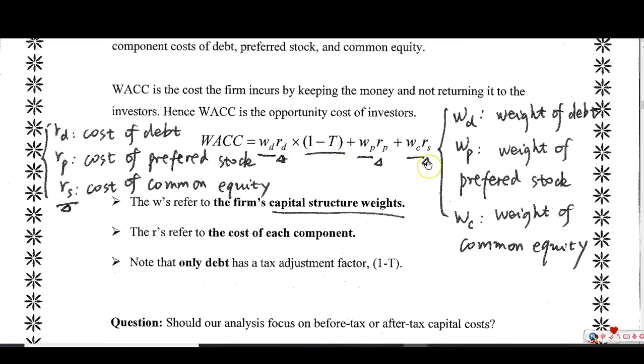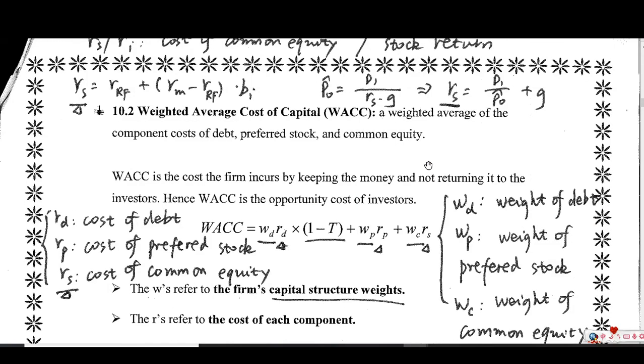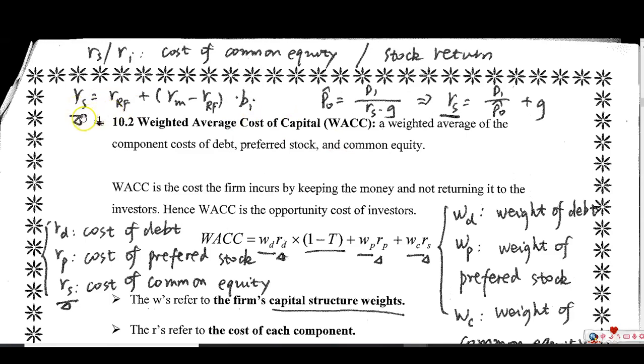This RS here is the cost of common equity. It's the same as the RS we learned in the CAPM model, the stock return. RS and RI are both the cost of common equity, and they're also the stock return. It's also the same as the RS in the constant growth model of the dividend discount model. So RS can also be equal to D1 over P0 plus g.